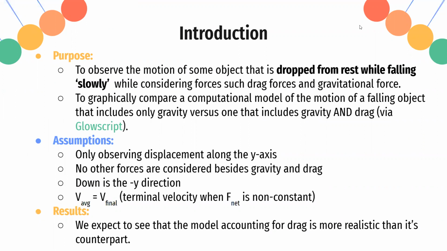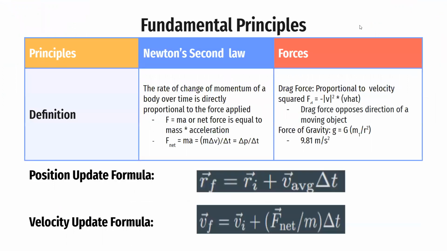Some of the assumptions we're making are that we're only going to be observing displacement along the y-axis and that down is a negative y direction. We're also going to see that average velocity will be equal to the final velocity because terminal velocity is hit whenever F net is non-constant. So we expect to see that the model accounting for drag is more realistic than its counterpart. That's what we hypothesize to see, and we'll see if that's true.